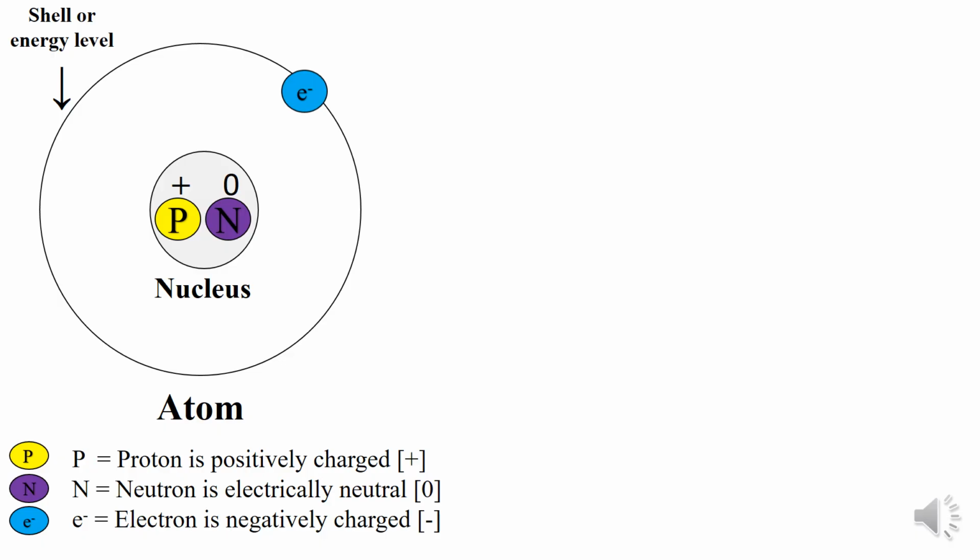I have color coded the subatomic particles. Proton is positively charged, neutron is electrically neutral, and electron is negatively charged.